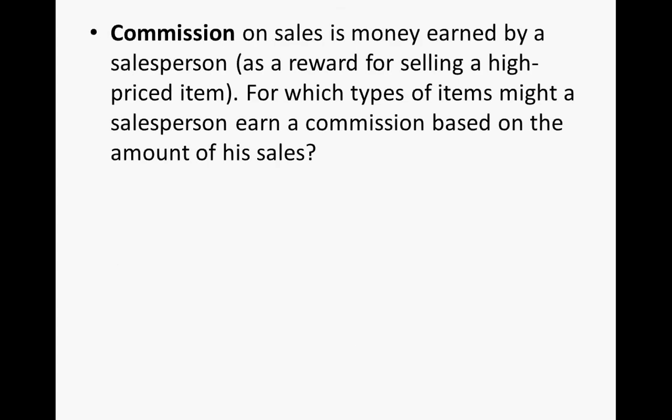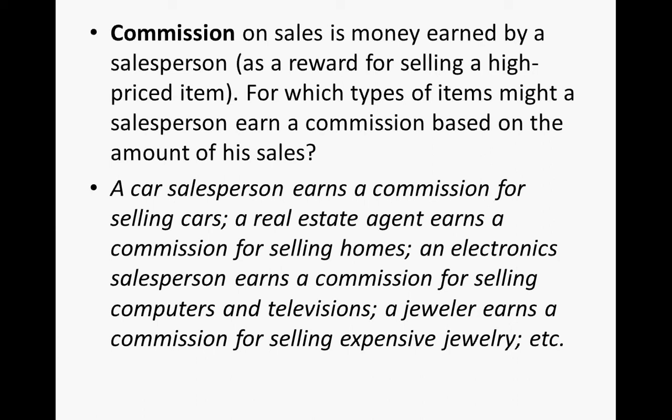A commission on sales is money earned by a salesperson as a reward for selling a high-priced item. For which types of items might a salesperson earn a commission based on the amount of his sales? Well, a car salesperson earns a commission for selling cars. A real estate agent earns a commission for selling homes. An electronics salesperson earns a commission for selling computers and televisions, or a jeweler earns a commission for selling expensive jewelry. And there's obviously several other jobs that are based on commissions where you would get a percentage as an incentive for selling high-priced items.